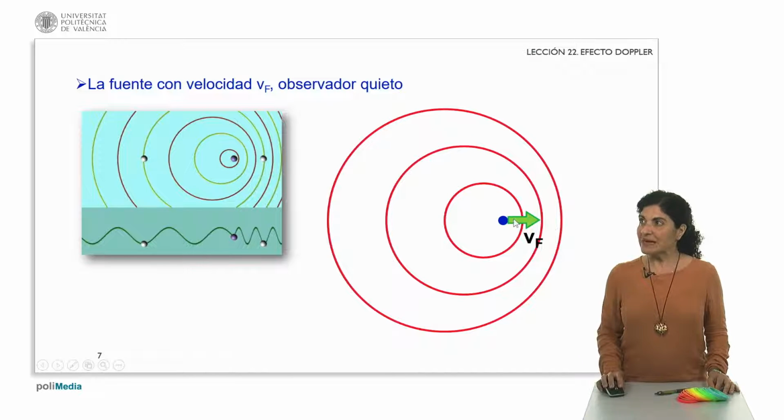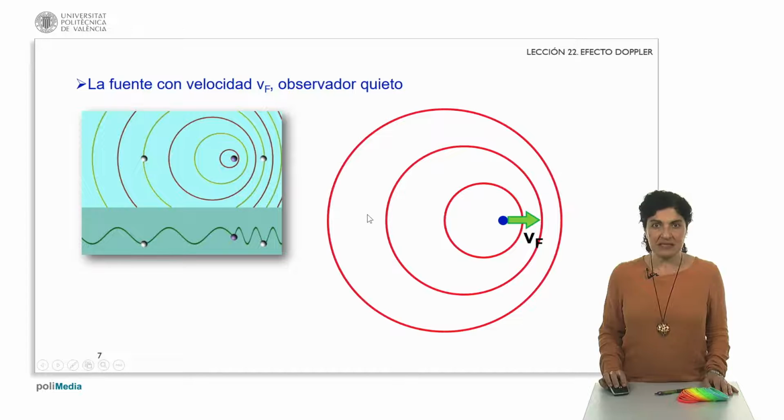I'm going to start with the premise that the emitting source is approaching the observer, and the observer, in this case, we start by assuming is at rest. The velocity of the observer is 0, and the velocity of the source is moving to the right, approaching this observer. The wave fronts will therefore present this geometry that is represented by the red circles.